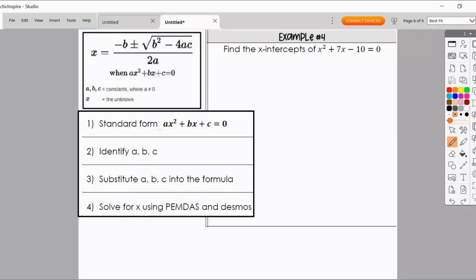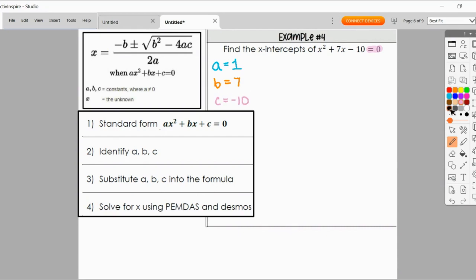For this problem, I'm finding the x-intercepts of x squared plus 7x minus 10 equaling 0. Because I already have it in standard form and equal to 0, I can go straight to step number 2, doing my A, B, and C. A is going to go ahead and be 1 for this problem here. B will go ahead and be 7. And C will be, make sure to take it the negative with your 10.